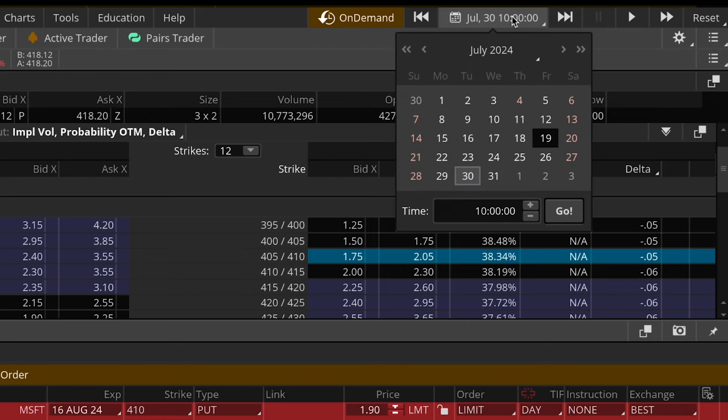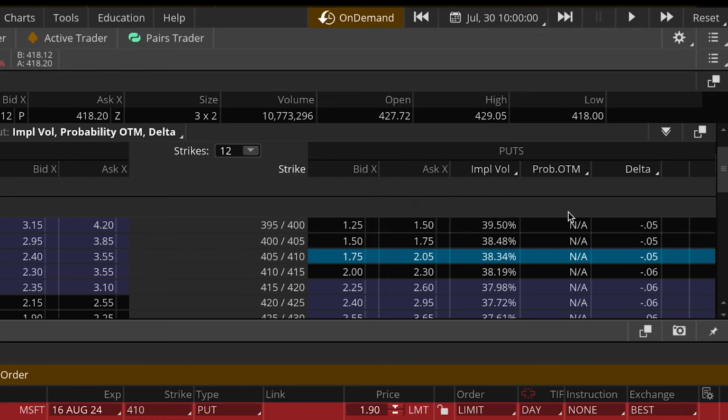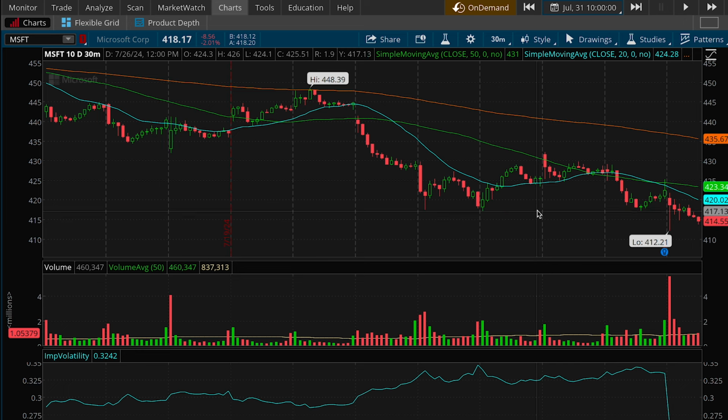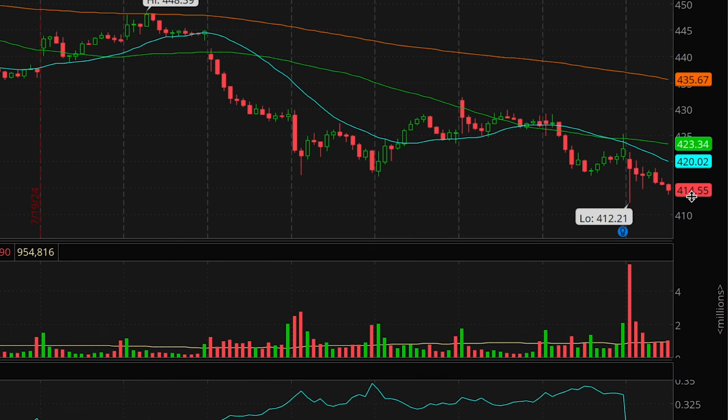So we're going to move forward 1 day to July 31st, and we're going to take a look at the chart. So remember, at 10 a.m., it's at the low of the day again. It's around 414.55. So Microsoft actually lost 4 points in value.